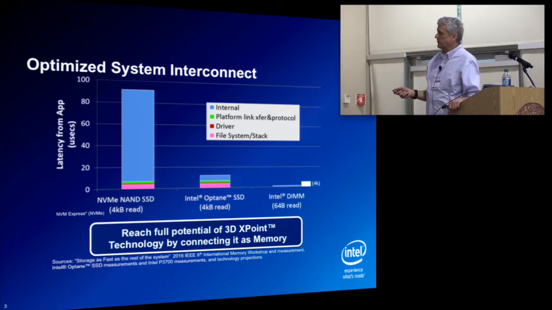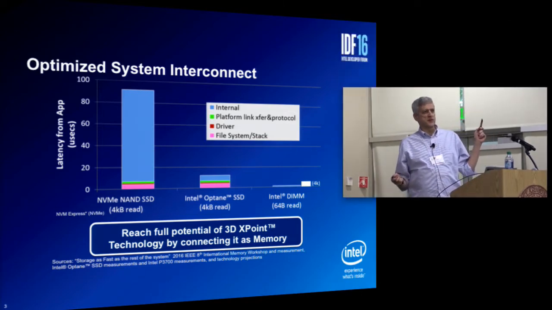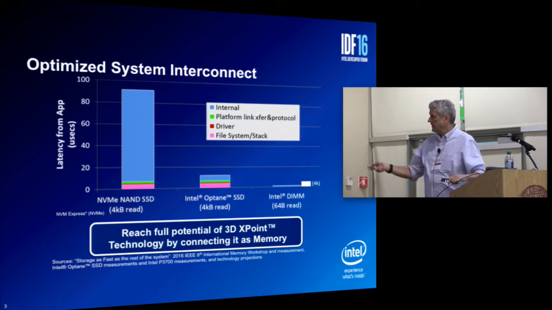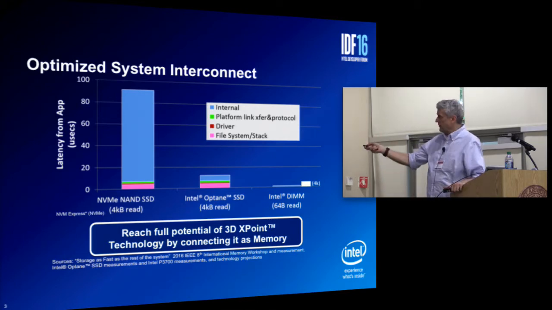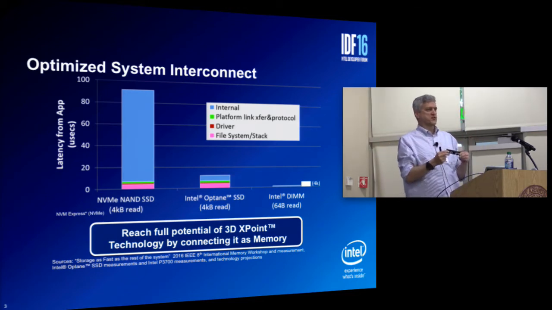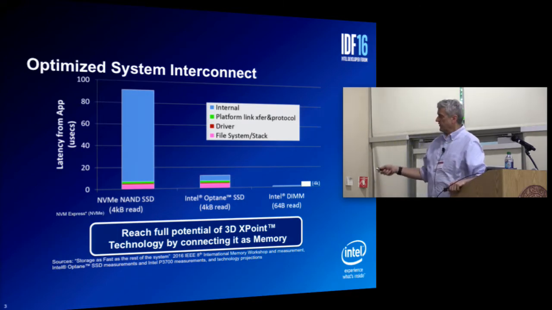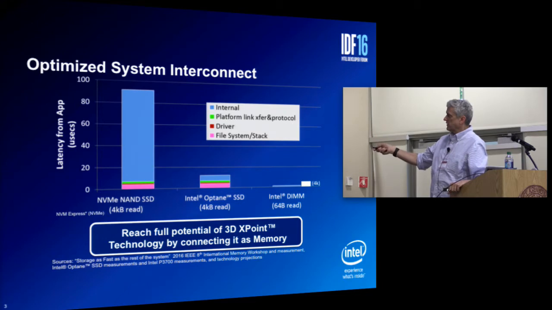So now it's starting to get interesting. That's the idea. That's just why we took this same media and we put it on a DIMM. Now you get this picture over on the right where to read 64 bytes, you can see it's just this little sliver here. And we put it on a DIMM, so you read it with load instructions, not by going through a stack, not by going through a driver. So you can see it's actually kind of a striking difference.